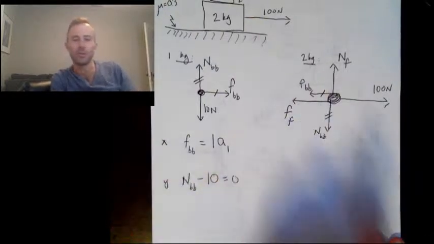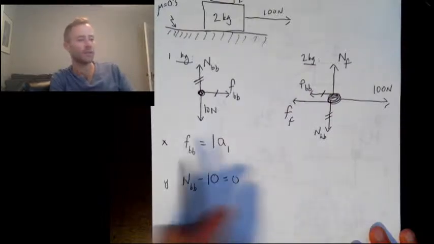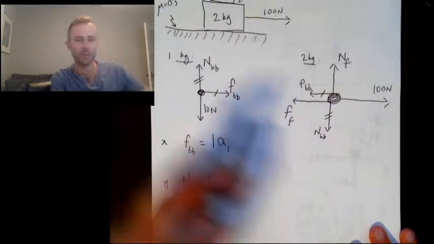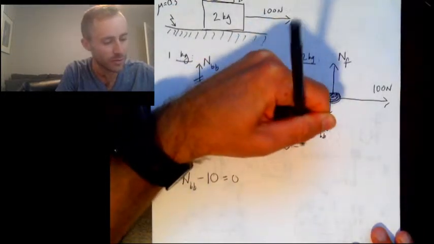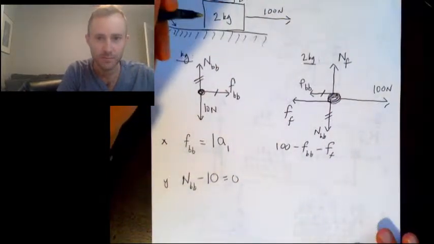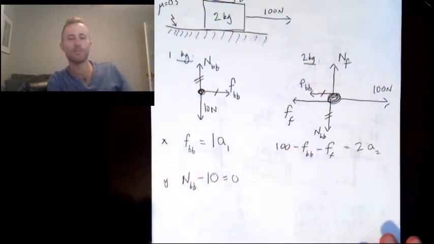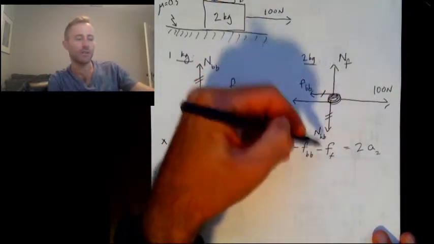For the 2 kilogram block, in the x direction, we have 100 Newton force going to the right, and then we have 2 friction forces going to the left. So we have 100 minus F sub BB minus F sub F equals 2 times the acceleration of the 2 kilogram block. That's Newton's second law for that. In the y direction, we have 2 forces.